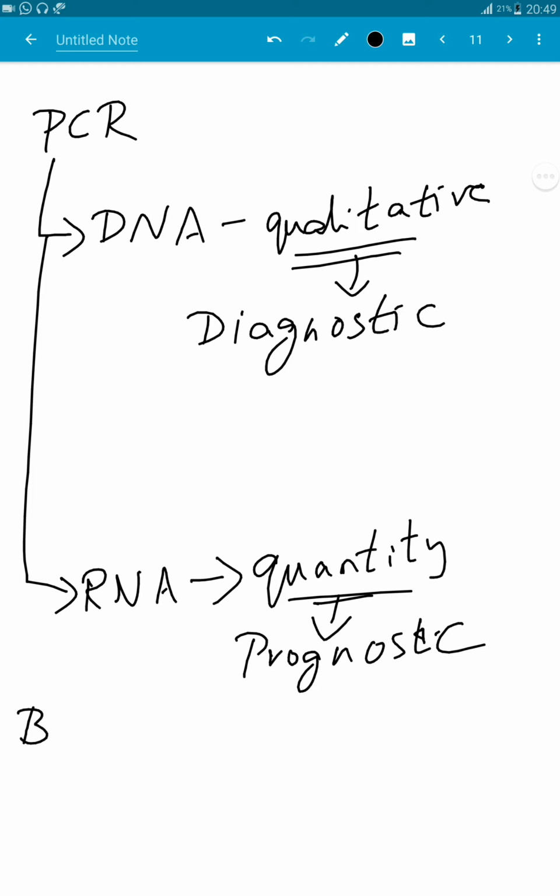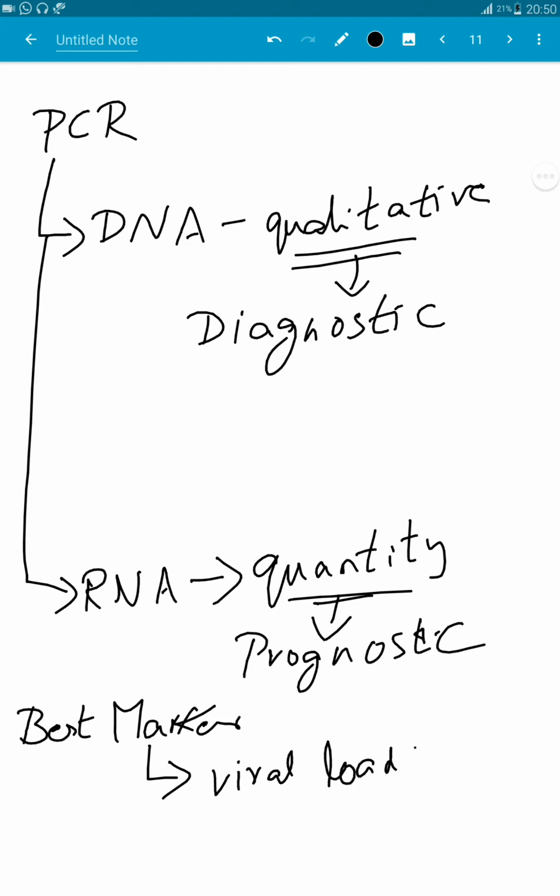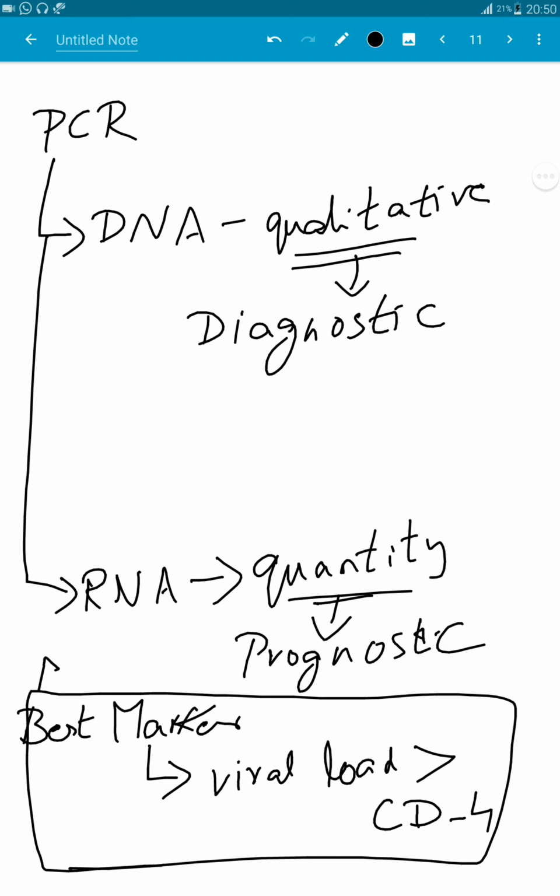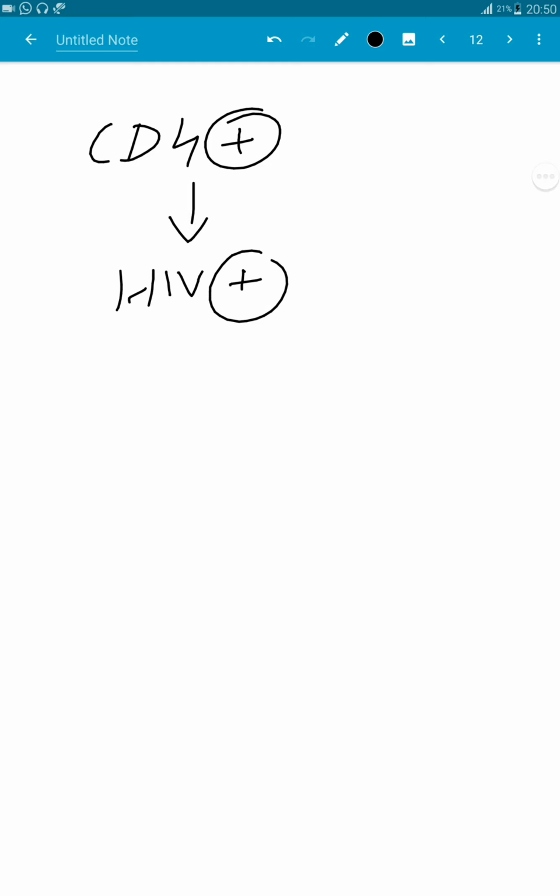So the best marker is viral load, more than CD4 count. Viral load is better than CD4 count. It is asked as an MCQ. Then regarding treatment, it is a test and treat strategy. Irrespective of CD4 count, if the patient is HIV positive, start the treatment.